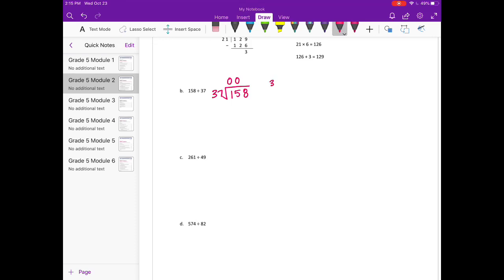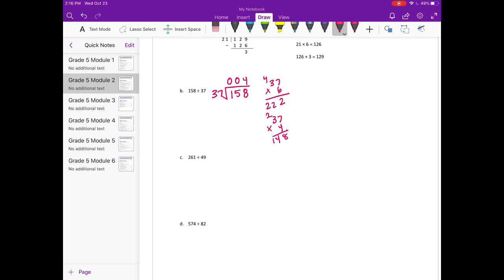So I'm going to try 37 times 6. 6 times 7 is 42. 6 times 3 is 18 plus 4 is 22. So that's too big. I'm going to try 37 times 4 now. 4 times 7 is 28. Carry the 2. 4 times 3 is 12 plus 2 is 14, so 148. So that works. If I added another one, it would be too big because we're trying to fit into 158. So it can go in 4 times.